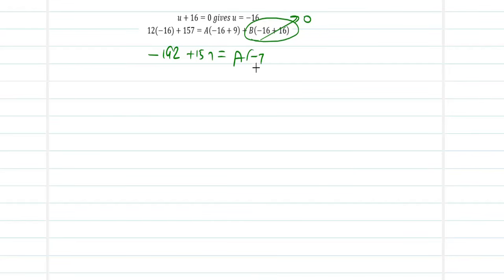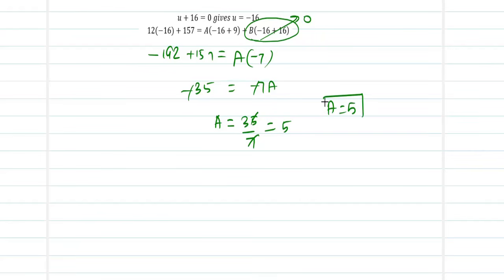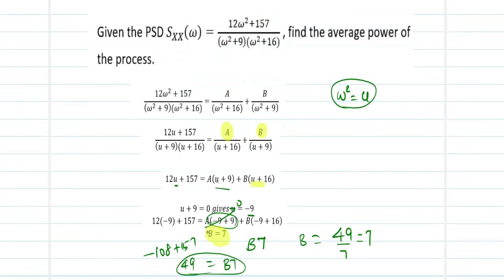So this makes minus 35 equal to minus 7A. The minus sign can be cancelled off. So this gives the value of A equal to 35 divided by 7, which makes it 5. So A happens to be equal to 5. So I have got my target: B equal to 7 over here, and A equal to 5 over here.